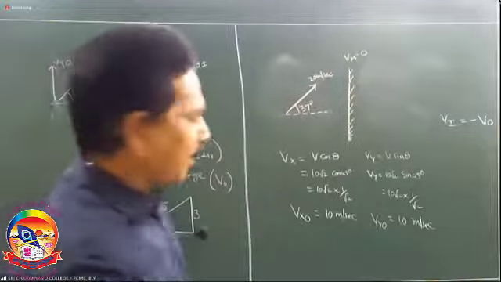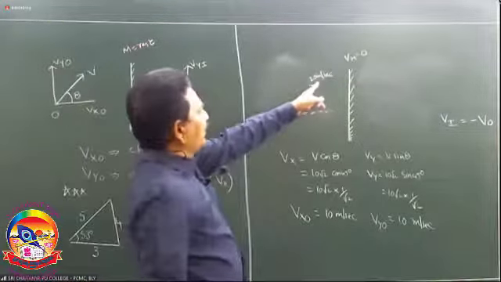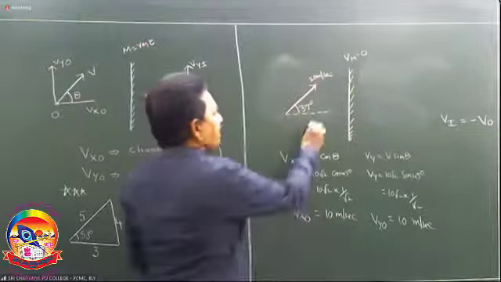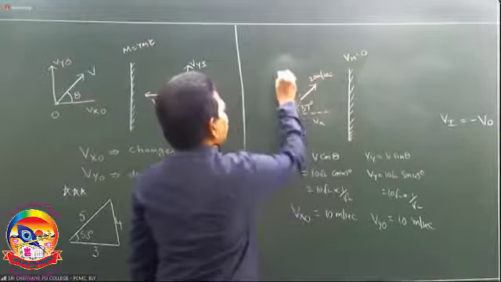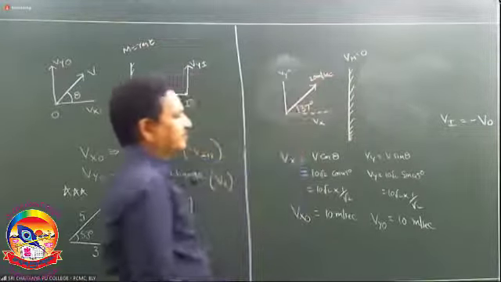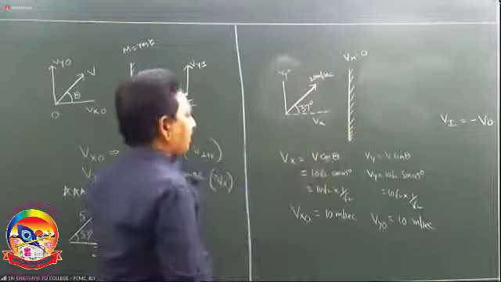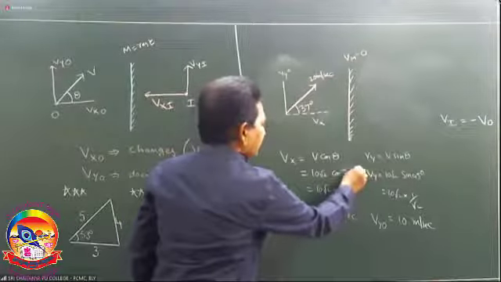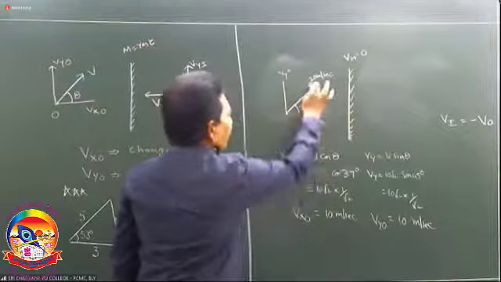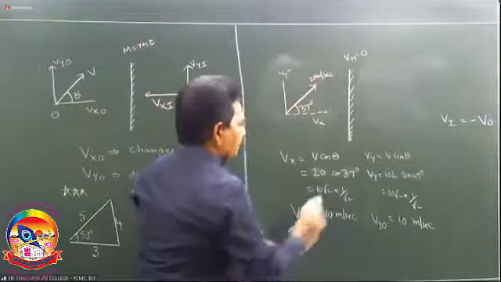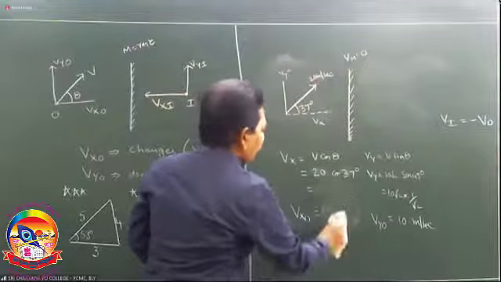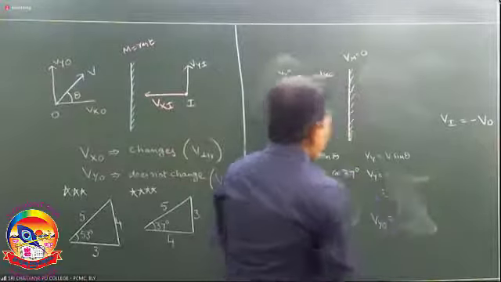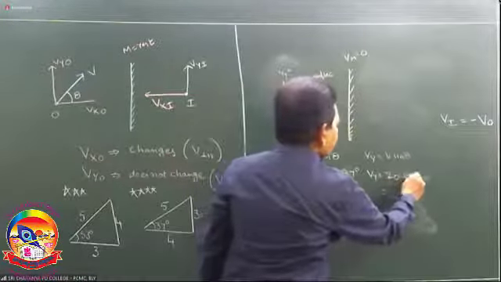Now come to this problem. Velocity 20 meters per second, angle 37 degrees. Then what is the Vx value and what is the Vy value? Object: V cos theta, V cos 37. What is the value of V given here? 20. Therefore 20 cos 37. Here also 20 sin 37.